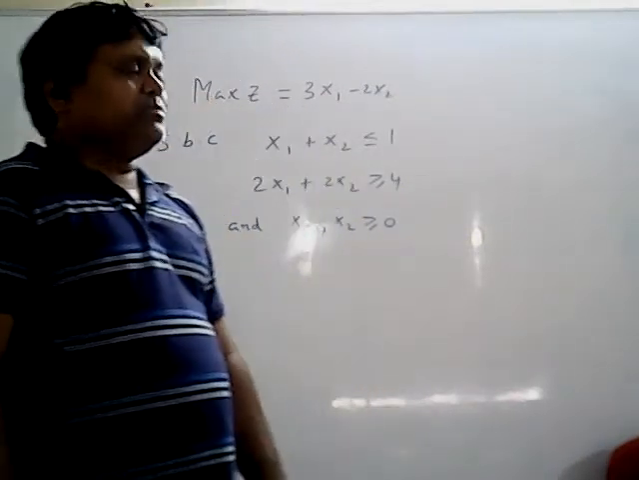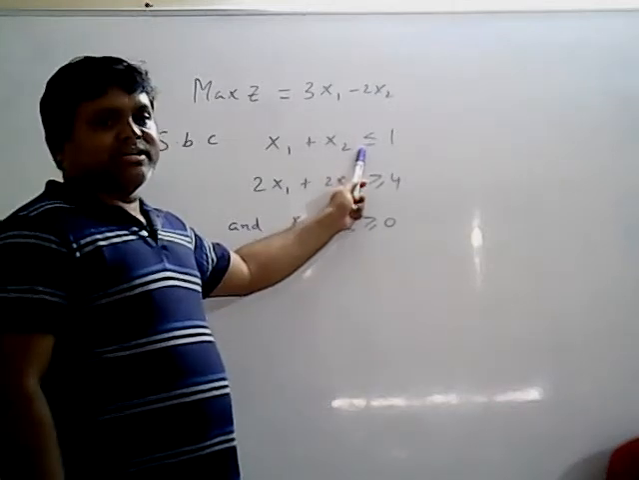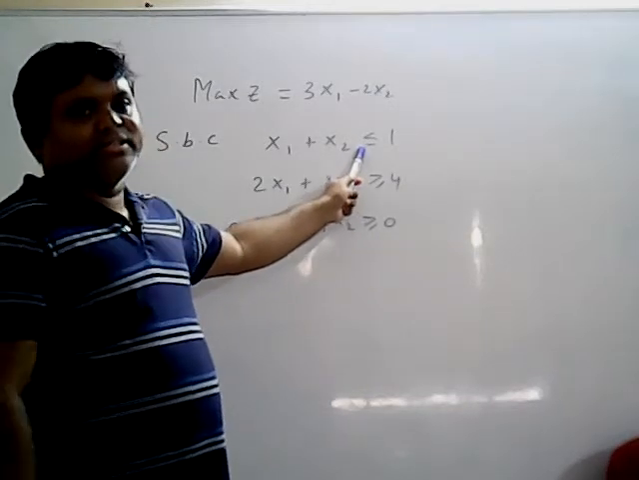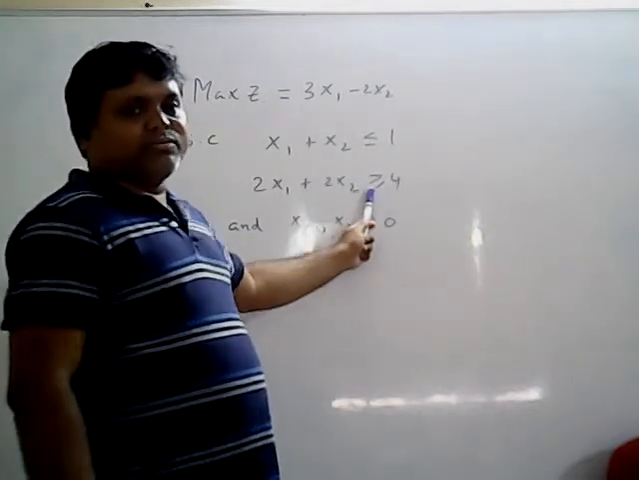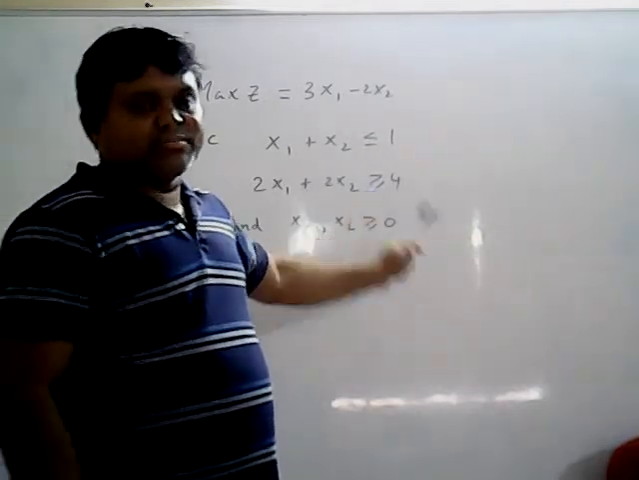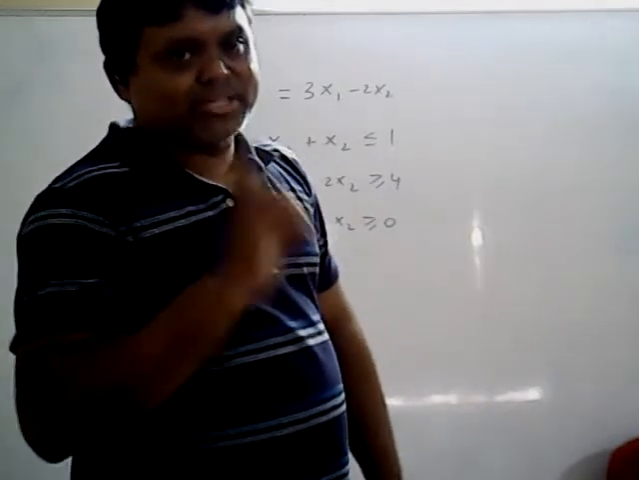In this problem, how many less than or equal type constraints are there? One constraint is there, which means one slack variable is required. How many greater than or equal type constraints are there? One greater than or equal type constraint is there. That means one surplus variable is required.